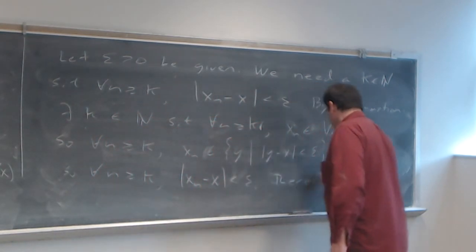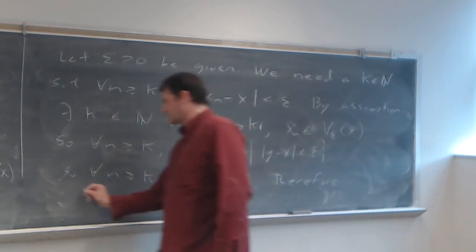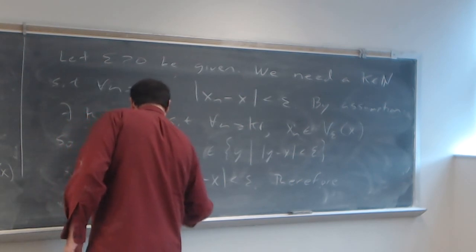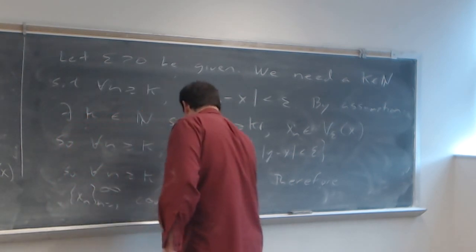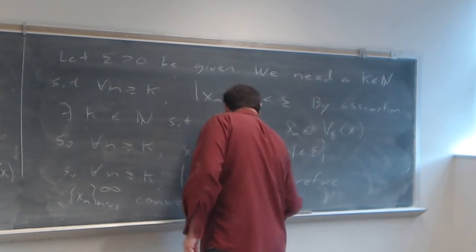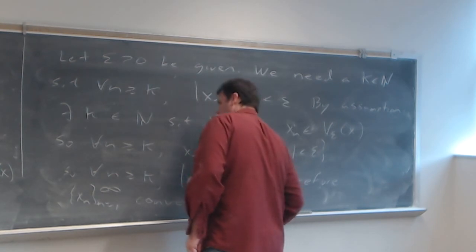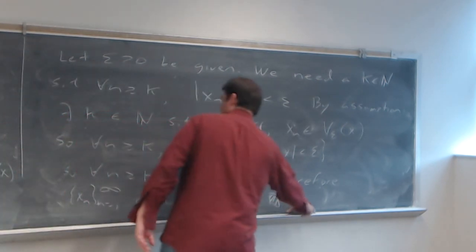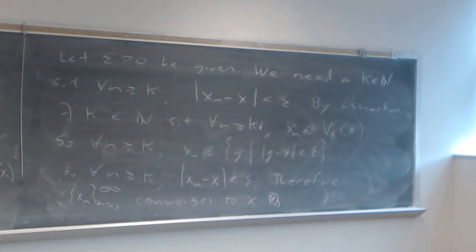Therefore, the sequence x sub n converges to x. And that finishes the proof of showing that these things are equivalent. So we showed A implies B, B implies C, C implies D, and D implies A. So from any one of the statements you get to the other. If one of them is true, all of the statements involved are true. If one of them is false, all the statements are false.